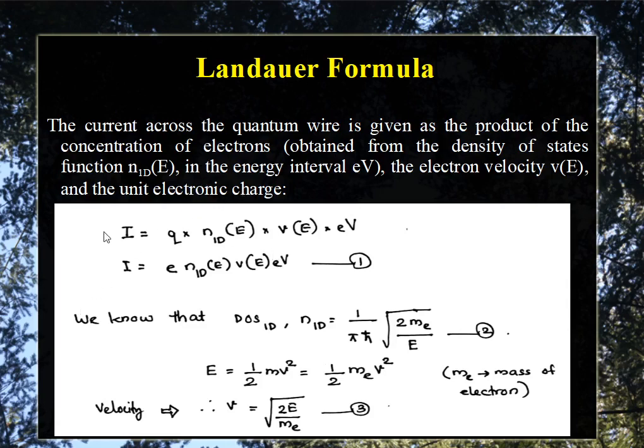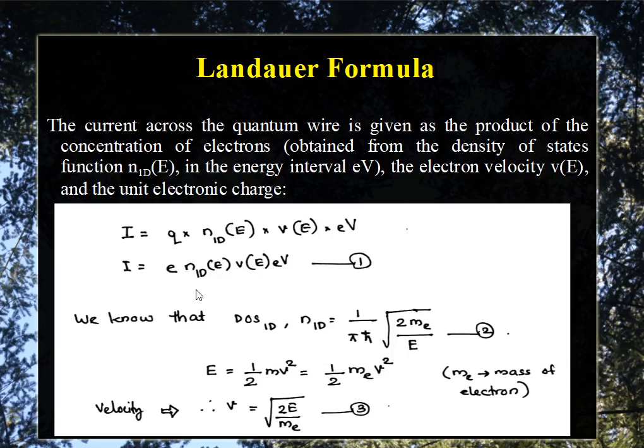So the current is expressed as I equal to N1D, the density of states of the quantum wire in one dimension, expressed as N1D(E), multiplied by the velocity v of the electron, and by the charge of the electron e. So I equals e times the density of states times the velocity, that is equation number 1.